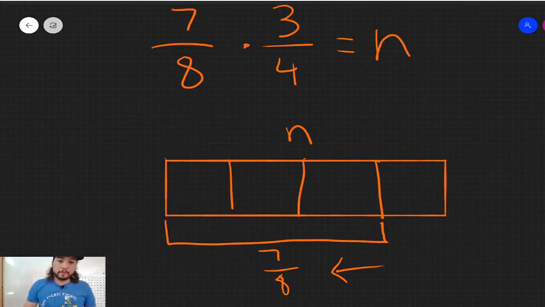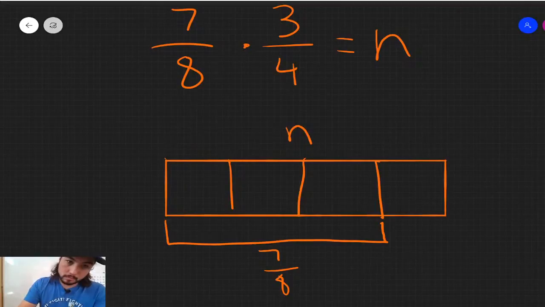And then our 3/4, that's a ratio of the whole, right? 3/4 of n. But they look the same. That's where fractions get tricky, is sometimes they can be a quantity, sometimes they can be a ratio, being able to say like 3/4 of 7/8, right? Where in this case, the 3/4 is the ratio, 7/8 is the quantity.